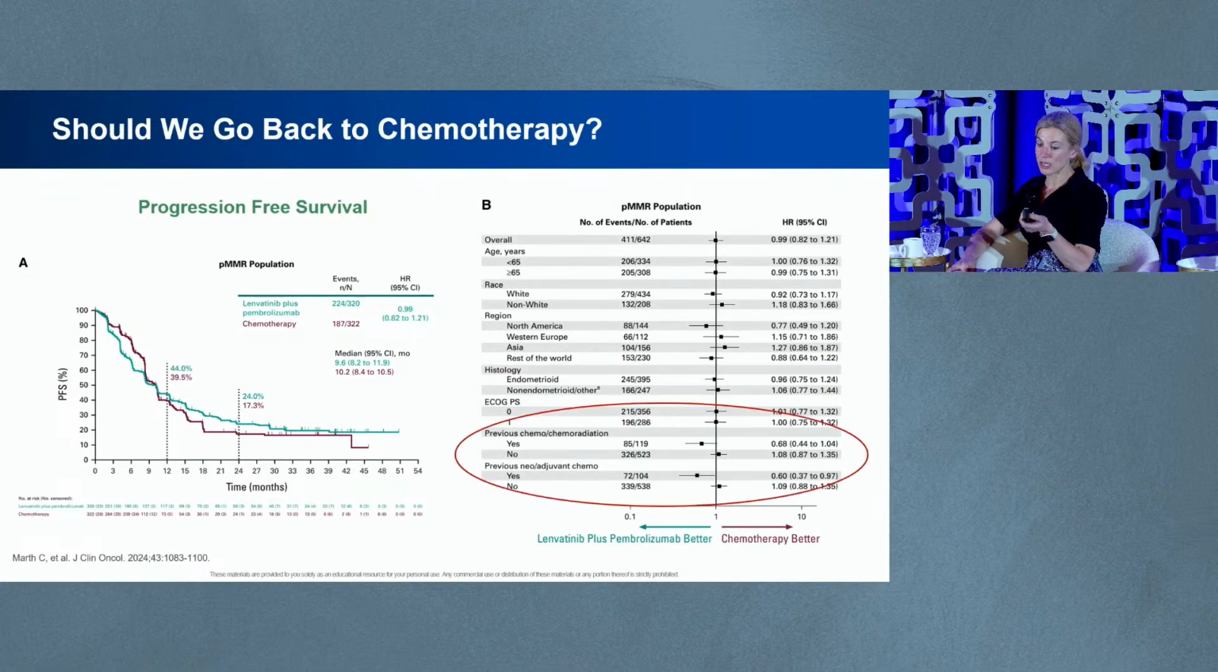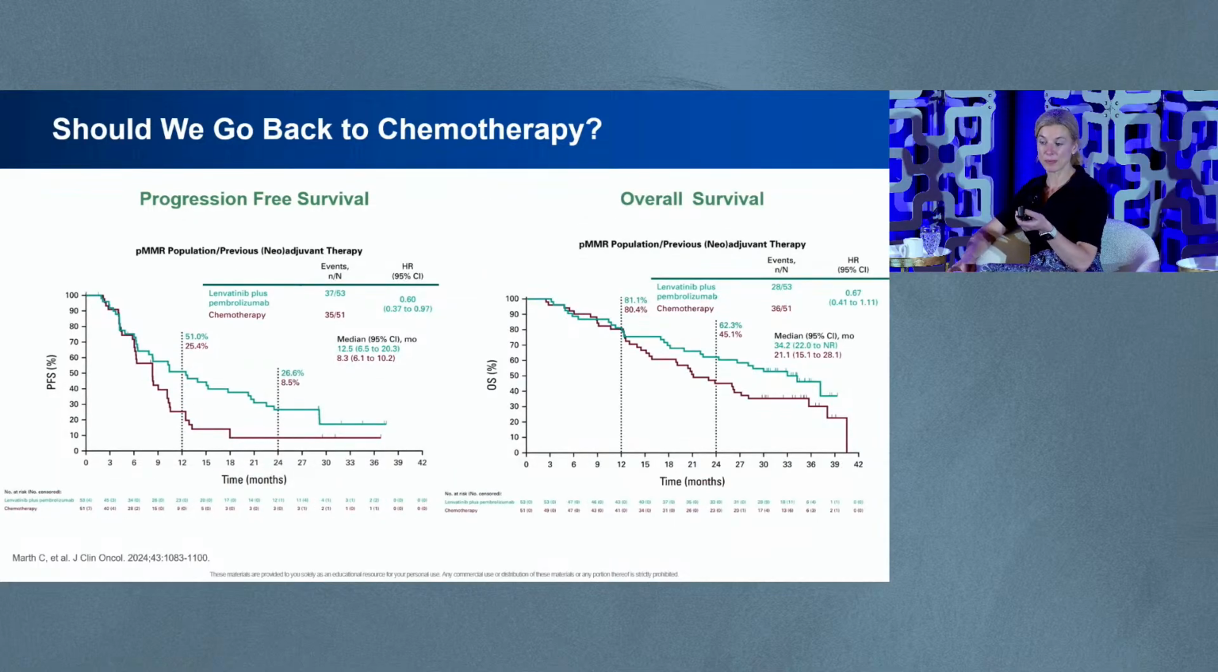But when they started looking at all these different subsets, they realized patients who've had previous chemotherapy, whether that was chemo or chemoradiation versus neoadjuvant or adjuvant chemotherapy, we're starting to see a signal that lenvatinib pembrolizumab may be better in the pMMR population, I should say. So here we see this for the pMMR population who had previous neoadjuvant chemotherapy. So we see that lenvatinib pembrolizumab actually looks to be a little bit better here compared to chemotherapy by itself, both for progression-free survival and overall survival.